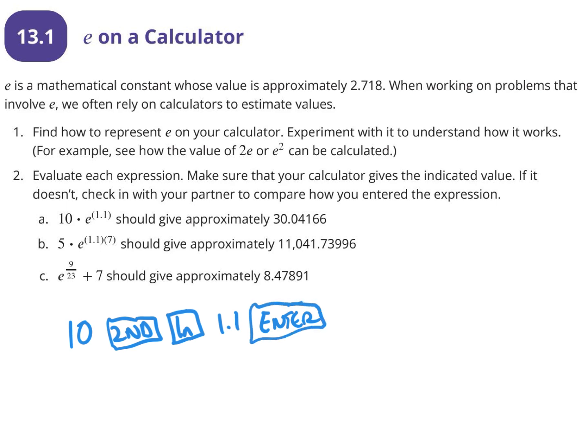Hit these buttons. And then do the same thing for the next ones. For B, use parentheses, and C, do the same thing. Make sure for C, you hit second, ln, that's going to bring up E. You're going to put 9 divided by 23.